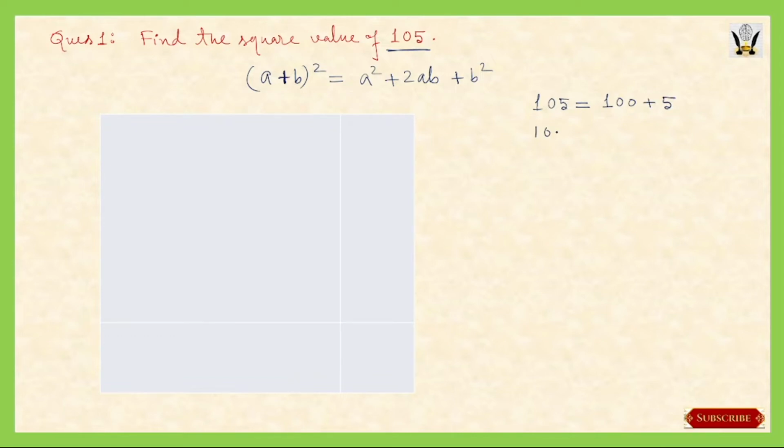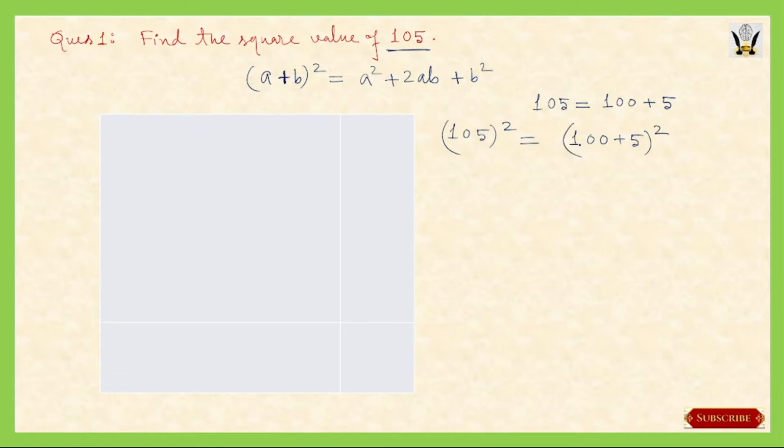But you can also try other combinations, like 105 can be written as 90 plus 15, or 80 plus 25, or 50 plus 55. All these combinations are valid, but whichever you feel will be the time saving combination, that we will go for. Then 105 is 100 plus 5. Next, to find the square value of 105, we can write it this way: (100 plus 5) whole square.